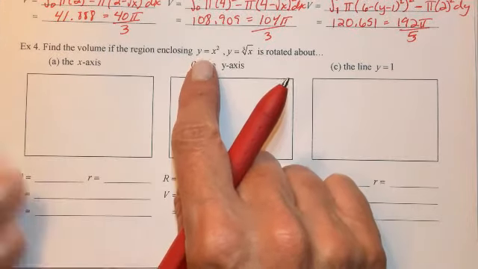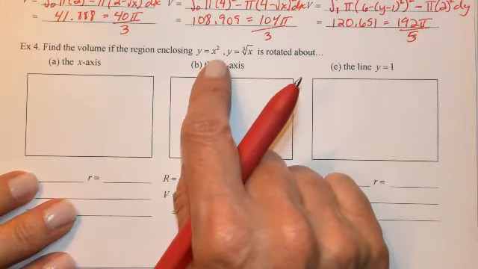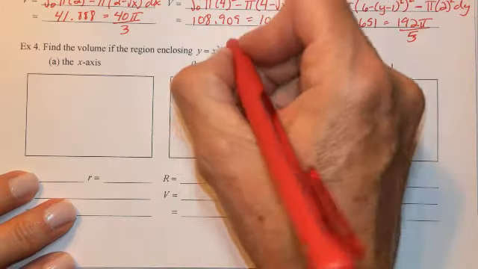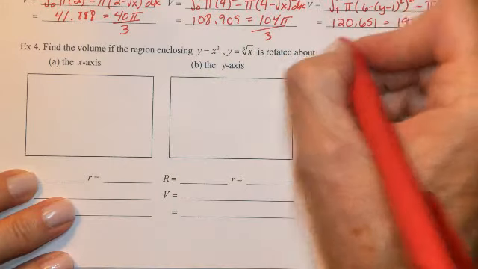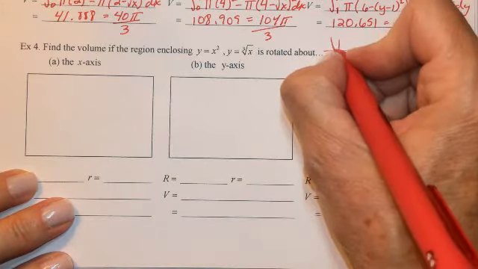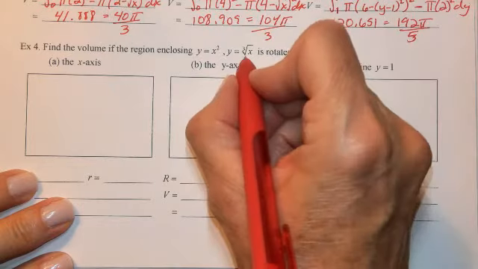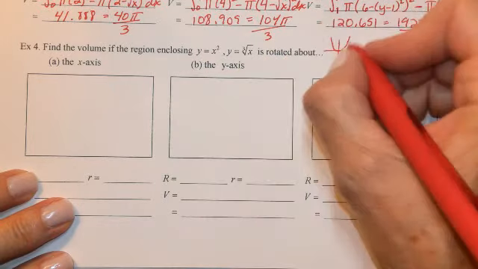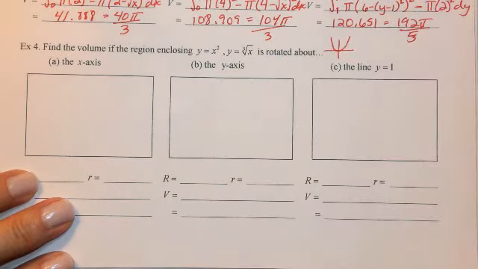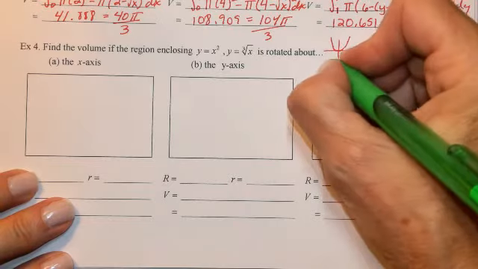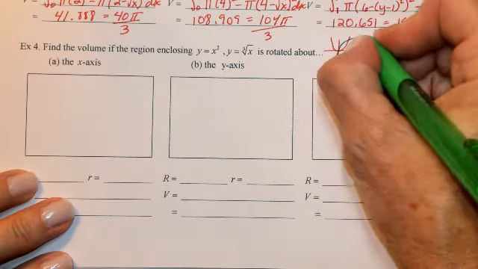This time we're enclosing y equals x squared. We know what that one looks like, it's a little parabola. And the cube root of x looks like this. Let me get a different color here. Cube root of x looks like that.